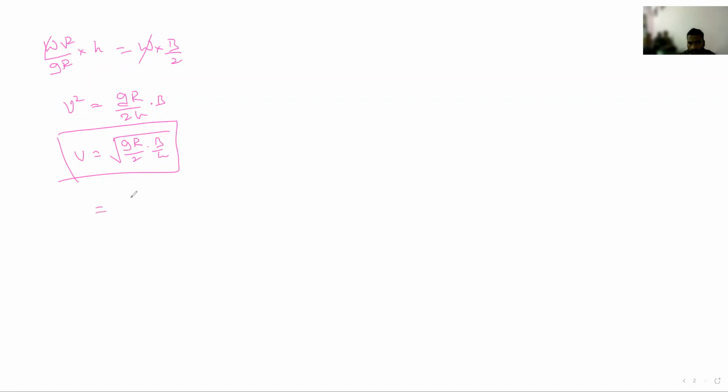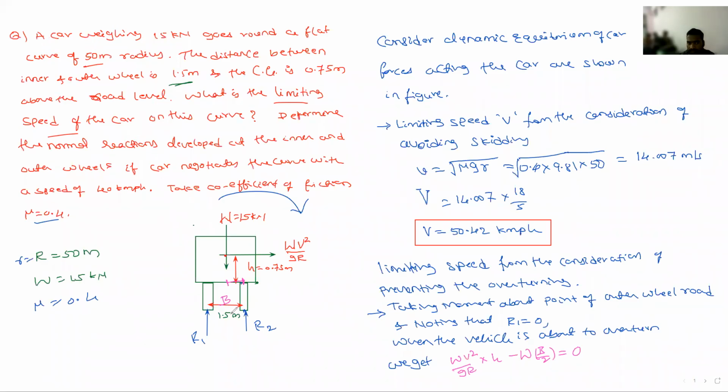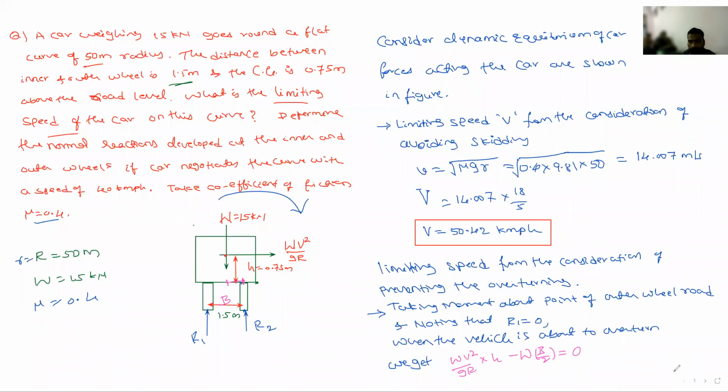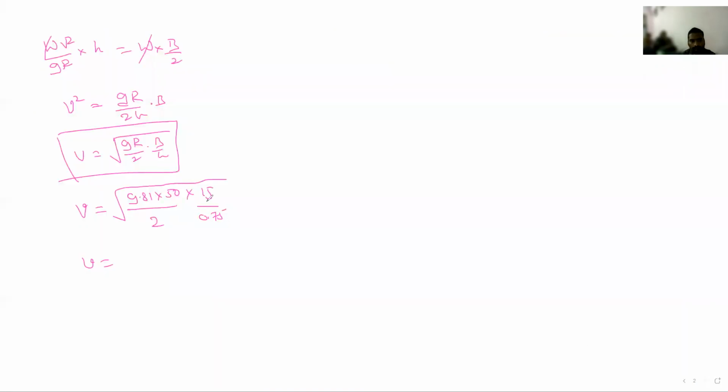You know all the terms. So substitute G is equal to 9.81, R is equal to, what is the radius he has given? 50. What is the B? In the problem he has given B, that is 15 meter, and H is 0.75. So this is 15 meter divided by 2, divided by 0.75 meter. This is the velocity to avoid the overturning. Calculate the velocity. This is small b. B by H, B by H. B is correct, H is correct.